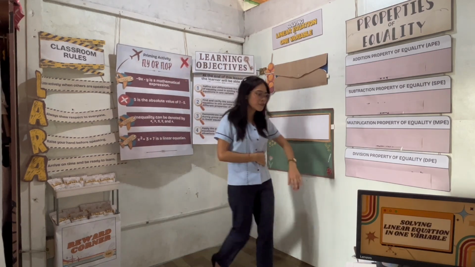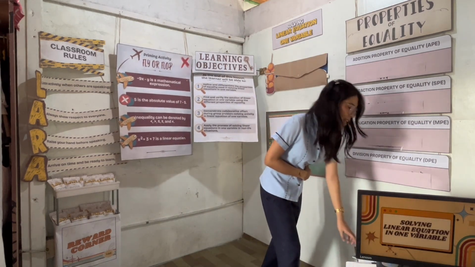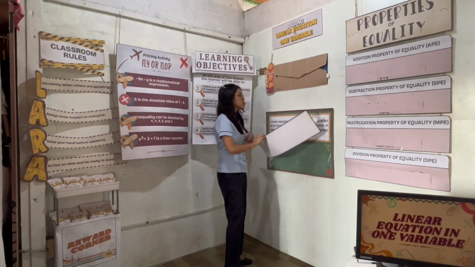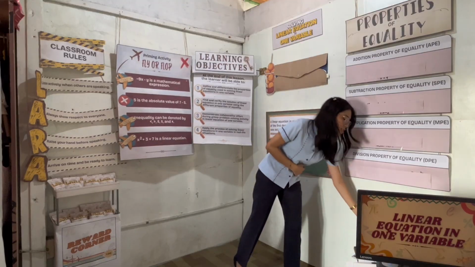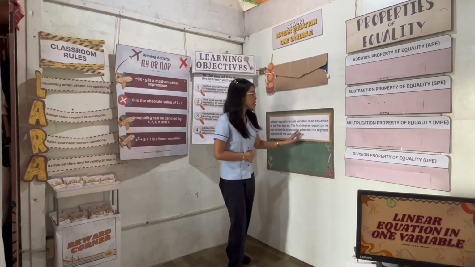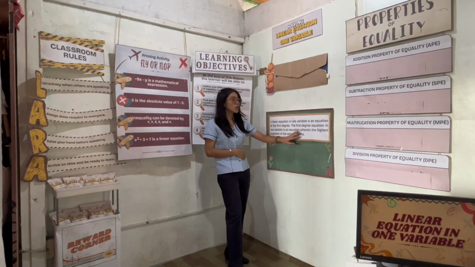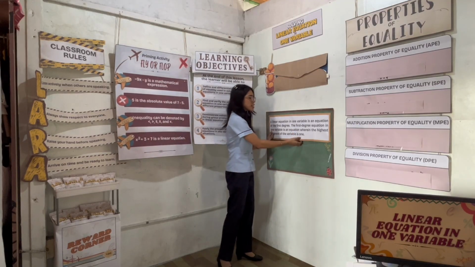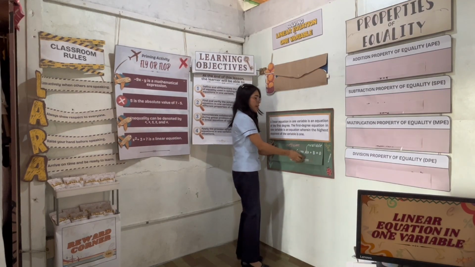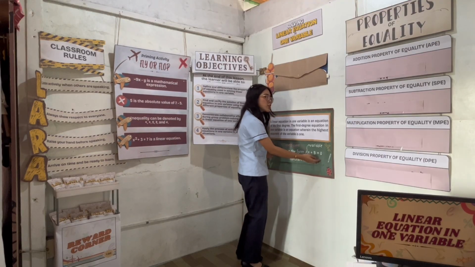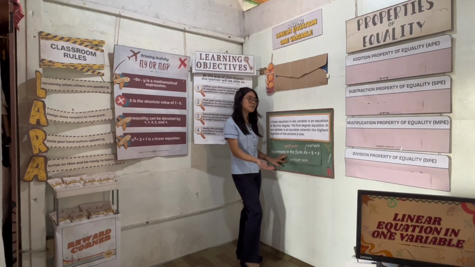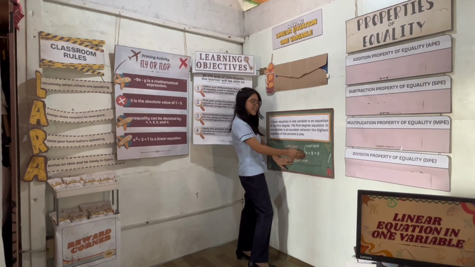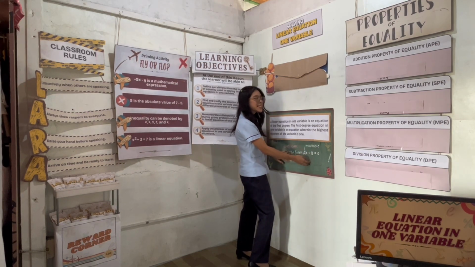Now, let us first define what is linear equation in one variable. Linear equation in one variable is an equation of first degree. Well, first degree equation in one variable is an equation wherein the highest exponent of the variable is 1. It is expressed in the form ax plus b is equal to 0, or sometimes ax plus b is equal to c, wherein a is the coefficient, x is the variable, and b is the constant.